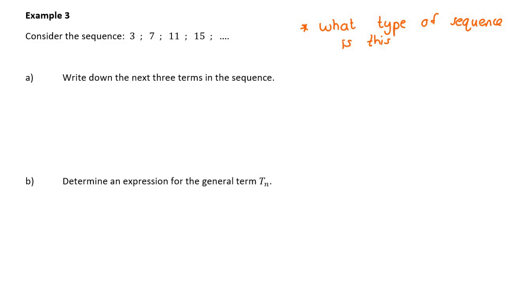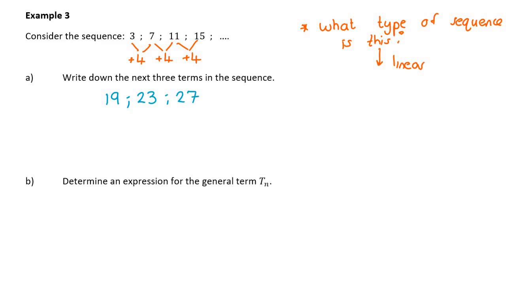So my first question is what type of sequence is this? In order to answer that question I want to look: is this linear? Well, to go from 3 to 7 I've added 4, to go from 7 to 11 I've added 4, and 11 to 15 I've added 4. So in this case this is a linear or arithmetic sequence. So it says write down the next 3 terms. Well, that's fairly easy because I've picked up the pattern. If I add 4 to 15, and then add another 4, and then another 4, those would be the next 3 terms in the sequence.